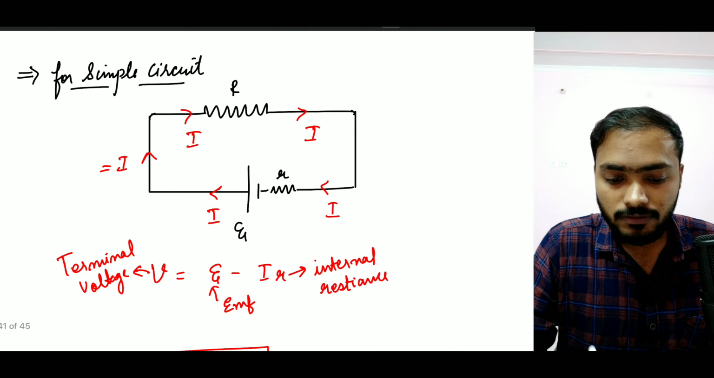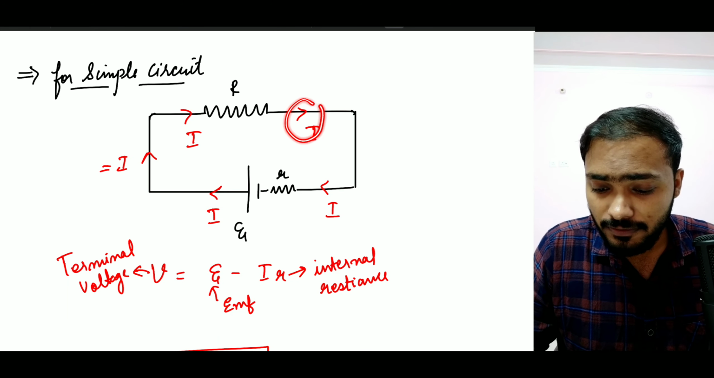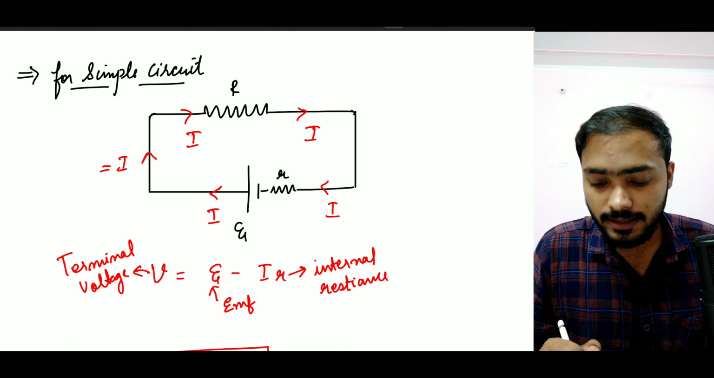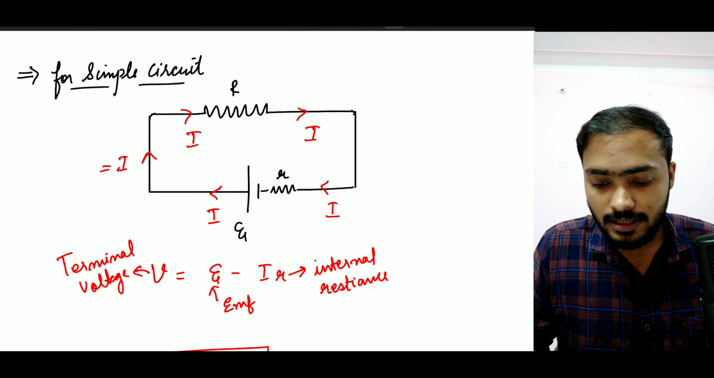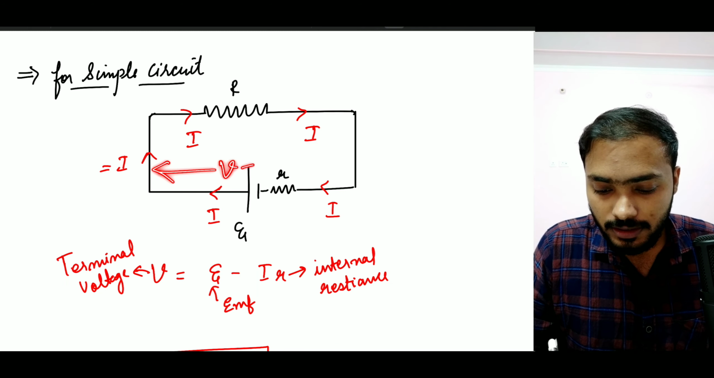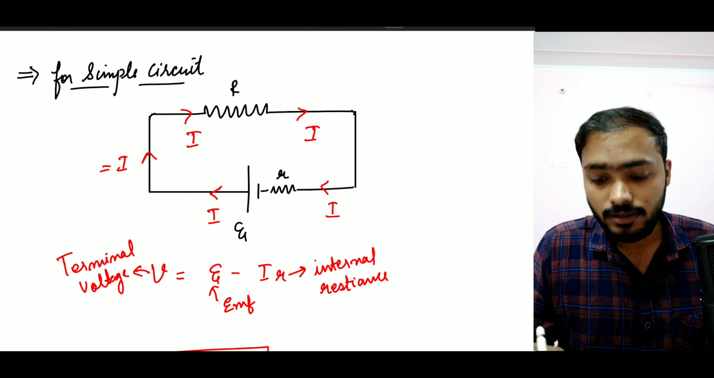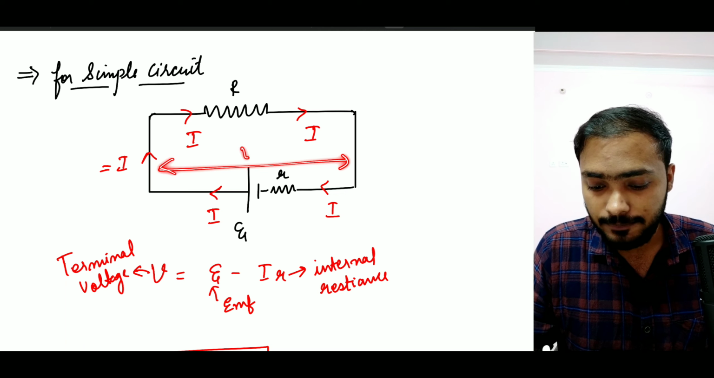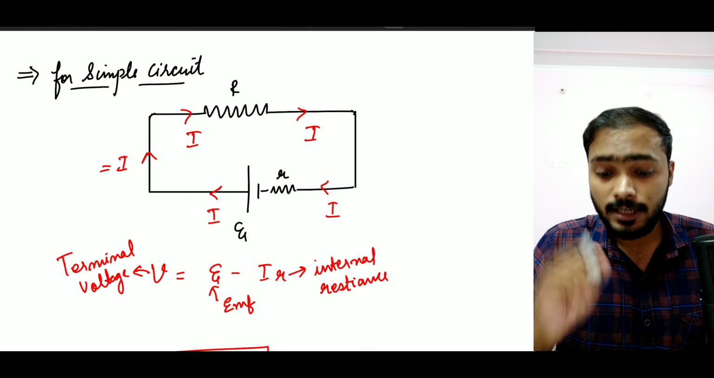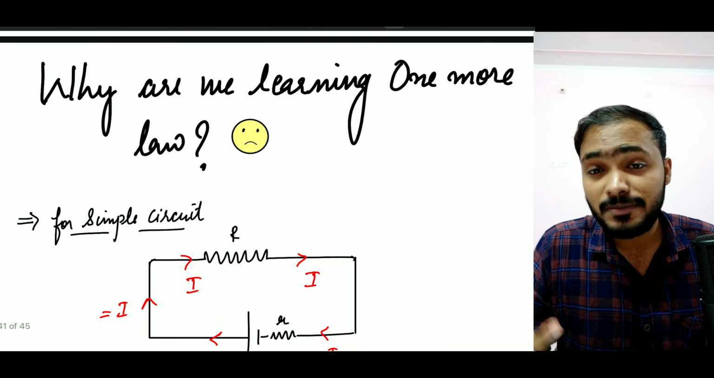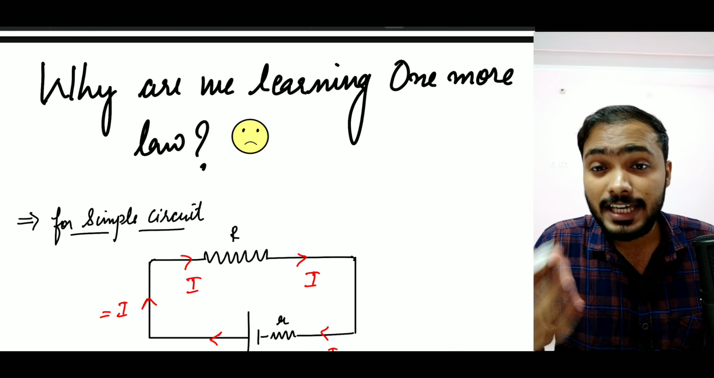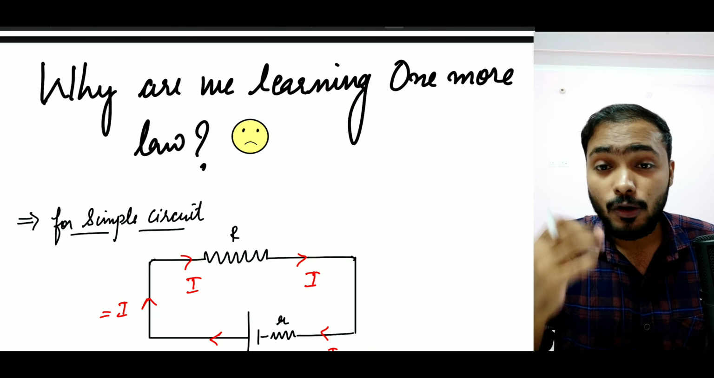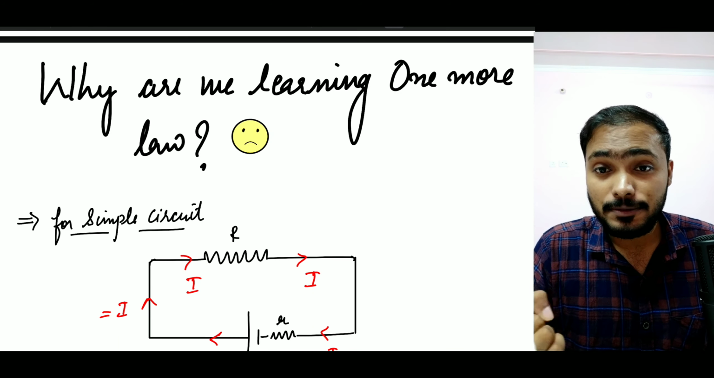So we were able to find the value of current flowing inside a circuit, the value of internal resistance, and the value of terminal voltage across your cell. Okay, now let's go back to the question that we were supposed to answer: why are we learning one more law? Why should I learn Kirchhoff's law? What can Kirchhoff's law do for us?